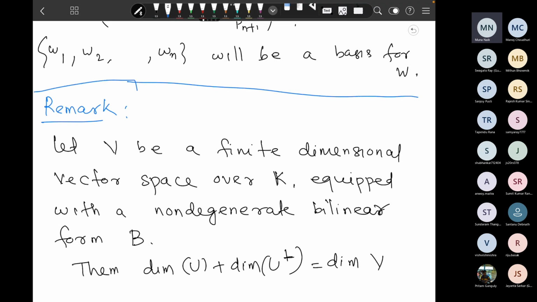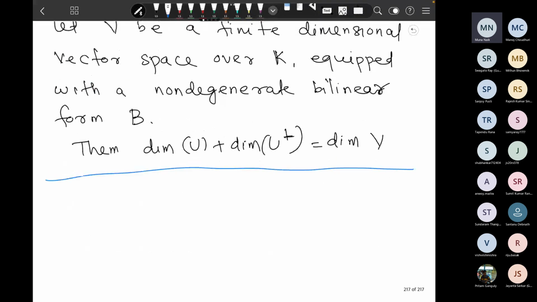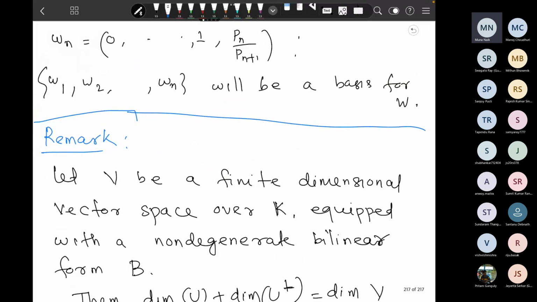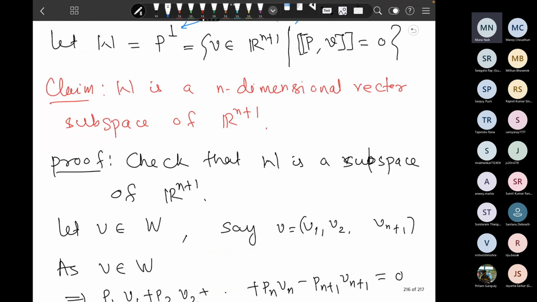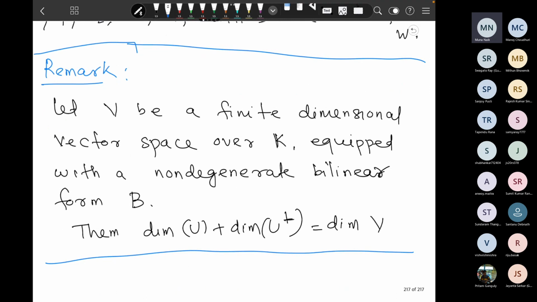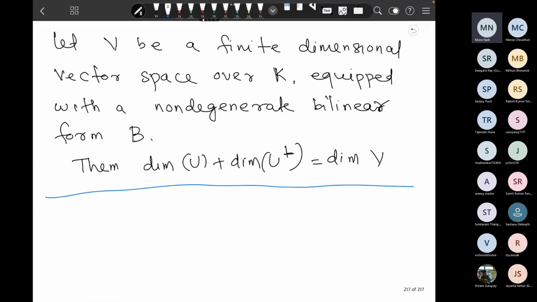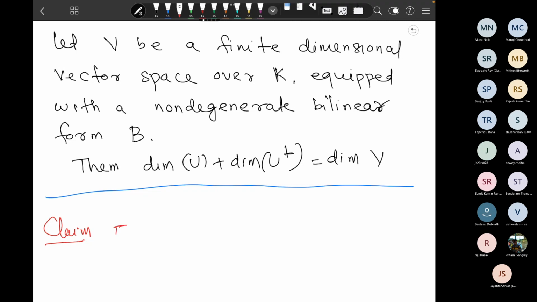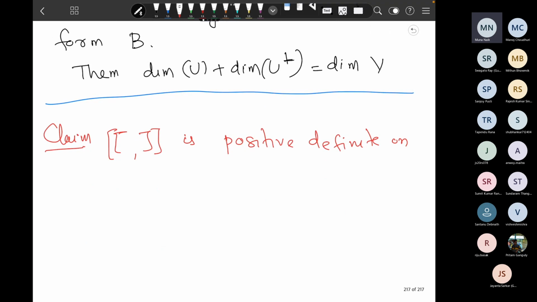So using this result, in one line you can conclude that dimension of W is n, because P has dimension 1 and the space has dimension n plus 1. Therefore, its complement has dimension n. So this is clear now. Now the next thing is very important. So claim, this bilinear form is positive definite on P perp, W is equal to P perp.